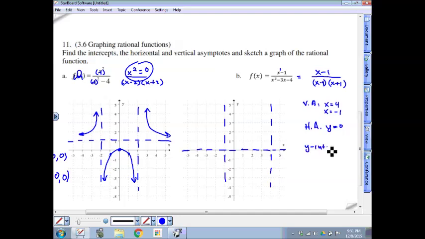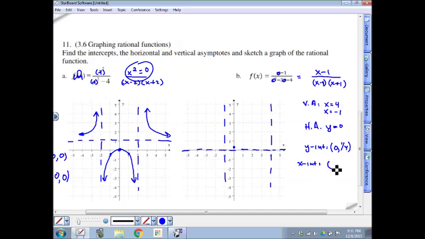Now the y-intercept, again we find by letting x equal 0. If I plug a 0 in for all of the x's, I get 0 minus 1, so that's a negative 1 over negative 4. It's positive 1/4. It's about right there.